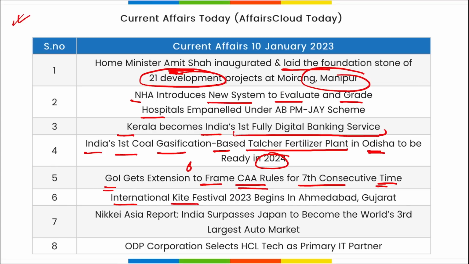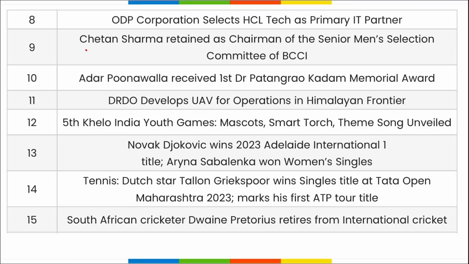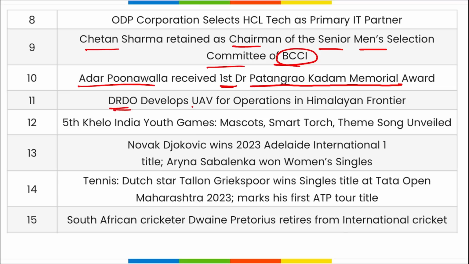International Kite Festival 2023 began in Ahmedabad, Gujarat. Nikkei Asia report released that India has surpassed Japan to become the world's third largest auto market. ODP Corporation selects HCL Tech as the primary IT partner. Chetan Sharma retained as the chairman of the senior men's selection committee of BCCI. Adar Poonawalla received the first Dr. Patangrao Kadam Memorial Award. DRDO developed UAVs, that is unmanned aerial vehicles, for operations in the Himalayan frontier.